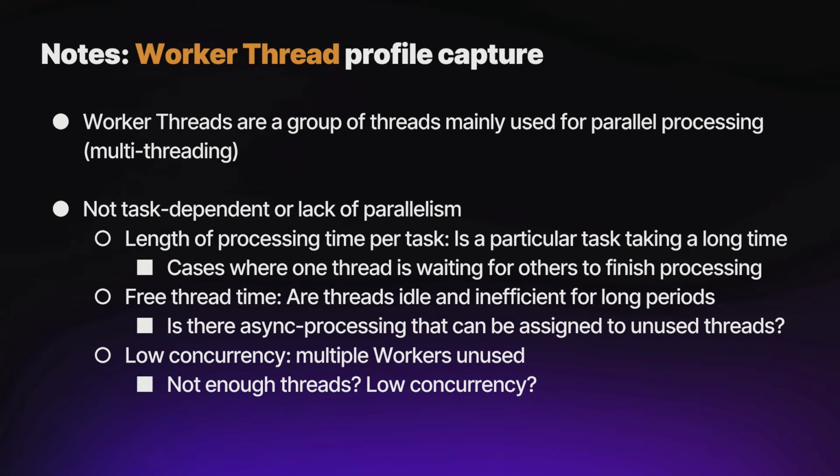Worker threads are used for multi-threading and come in two types, foreground and background threads. Foreground workers run runtime-sensitive tasks and can block the game thread. Background workers handle tasks like async asset loading or AI computation. When profiling, check for tasks that take too long, idle threads that could be used more efficiently, and whether you are actually utilizing enough concurrent threads.